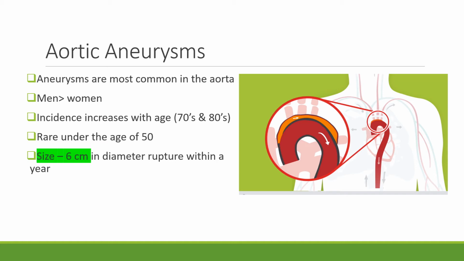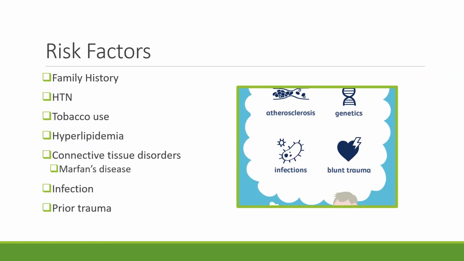So that's the key size, or 6 centimeters in diameter. We want to intervene before it becomes 6 centimeters, because at that point, this aneurysm is likely to rupture within a year's period. A variety of disorders are associated with aortic aneurysms. The main causes are classified as degenerative, congenital, mechanical, inflammatory, or infectious.